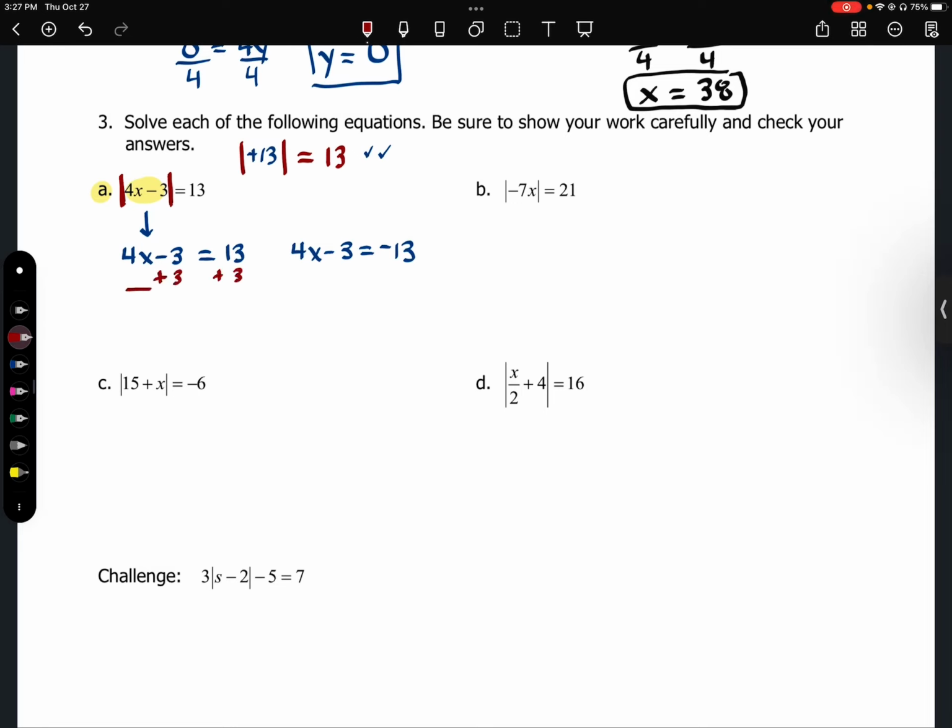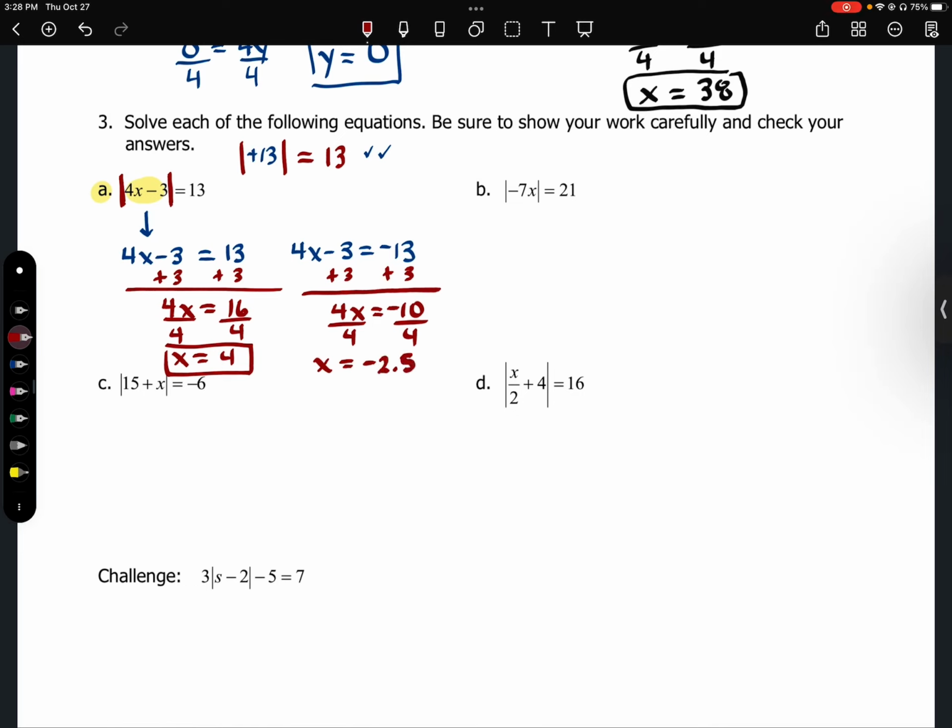We're going to add 3 to each side. We've got 4x is going to equal 16. We're going to divide it by 4. And x ends up equaling 4. For the second one, we're going to add our 3. We now have 4x is going to equal negative 10. And then when we divide it by 4, we're going to get x equals, so 4 goes into 10 twice with 2 left over, so we'll say negative 2.5. So you should end up with 2 answers on that one.